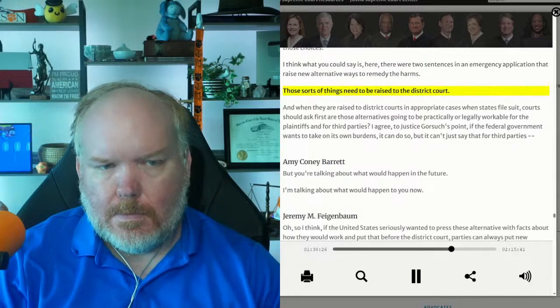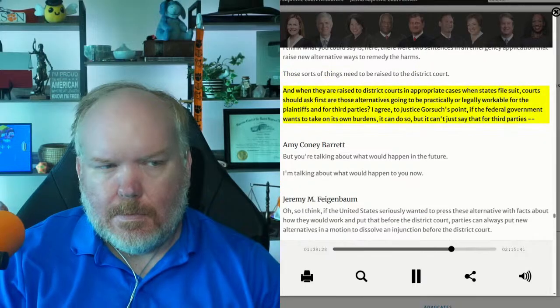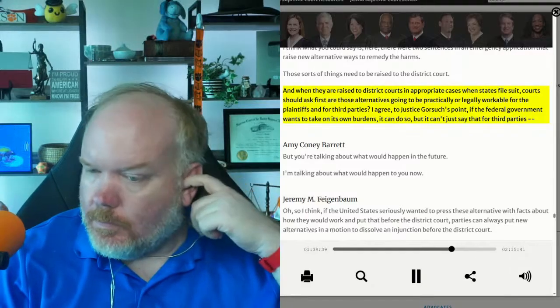Those sorts of things need to be raised to the district court, and when they are raised to district courts in appropriate cases, when states file suit, courts should ask first, are those alternatives going to be practically or legally workable for the plaintiffs and for third parties? I agree to Justice Gorsuch's point.